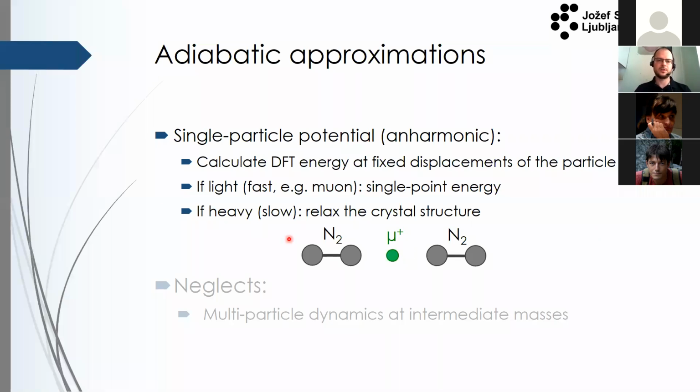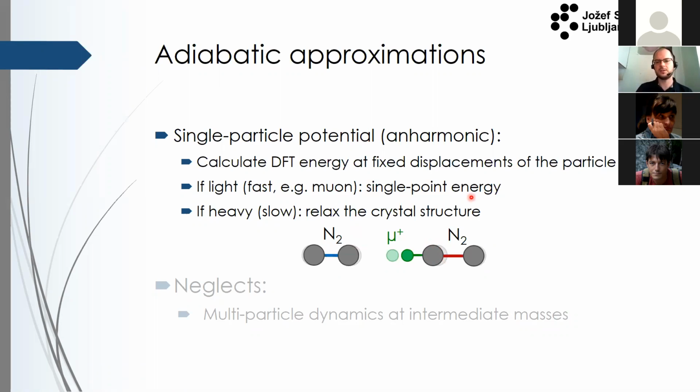If, on the other hand, the test particle is very heavy compared to the natural vibrational frequencies of everything around it, then we have to take into account that if it moves a bit, then the crystal structure is going to adapt almost instantaneously. That's the other extreme limit. So if you move the muon, the nitrogens move around and form chemical bonds and things like that as well.